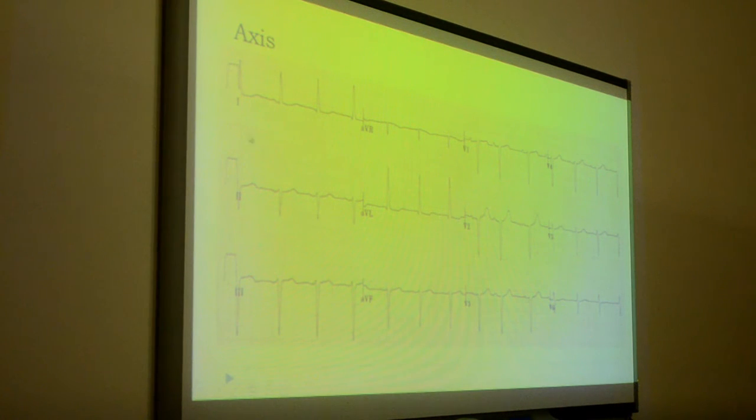Okay, what's this? Lead one is positive. What about AVF? AVF is negative. Look, lead one is mainly positive, AVF mainly negative. Left axis. Who else agrees, left axis? Okay, the QRS complexes of one and AVF leave each other. They're pointing in different directions, so this is left axis deviation.